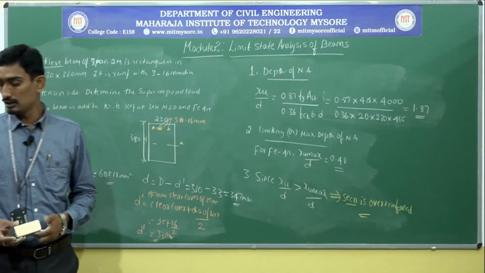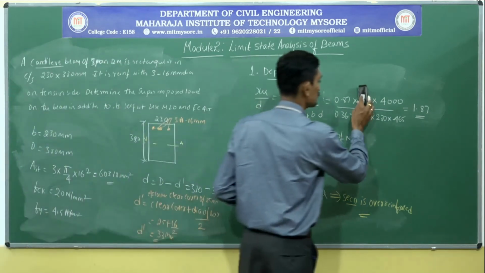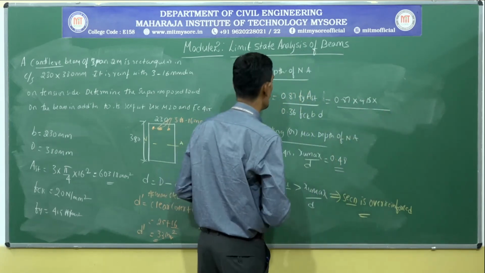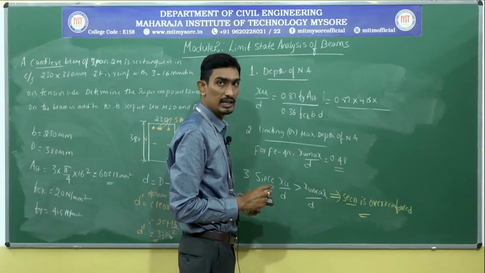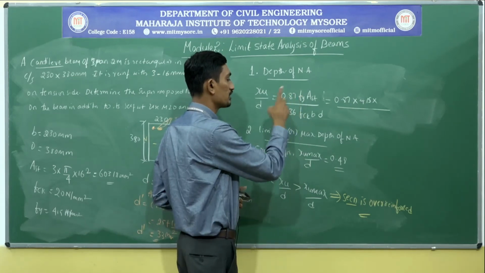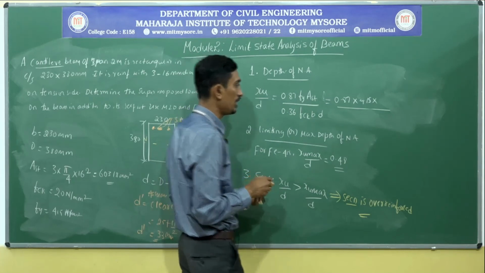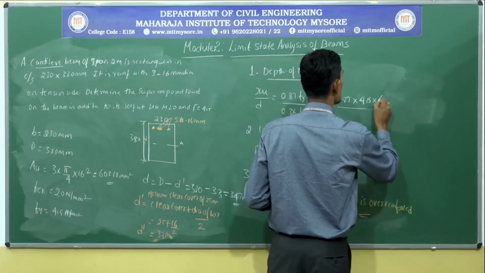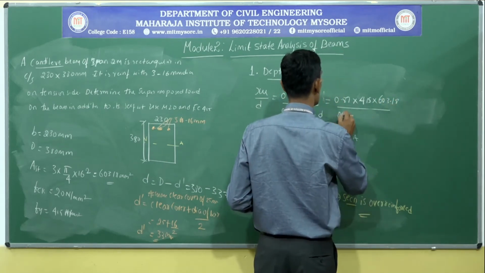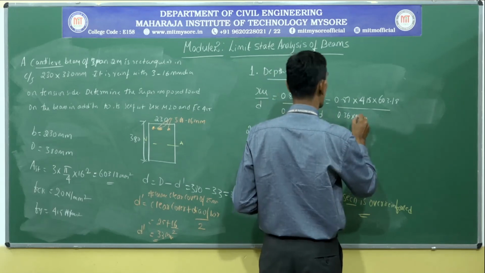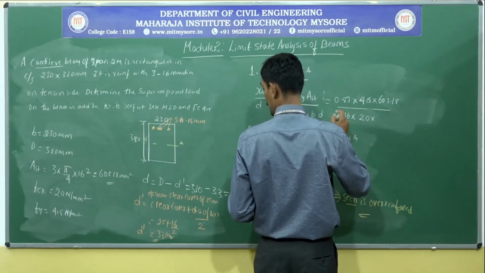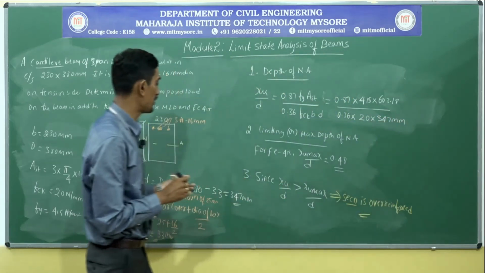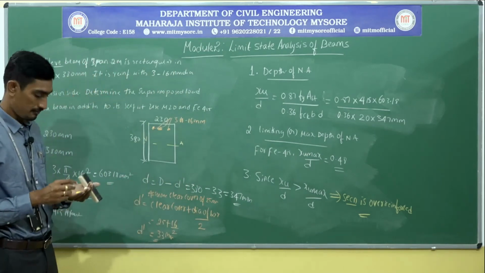So now substitute everything. Once again the same thing. That is depth of neutral axis xu by d equal to 0.87 into fy into AST divided by 0.36 fck b d. So that is, we already know, 0.87 into 415 into AST 603.18 divided by 0.36, and grade of concrete is 20 and effective depth is 347 millimeter.